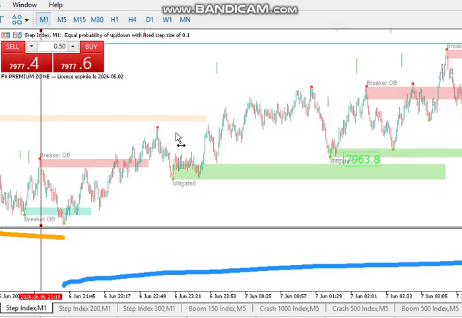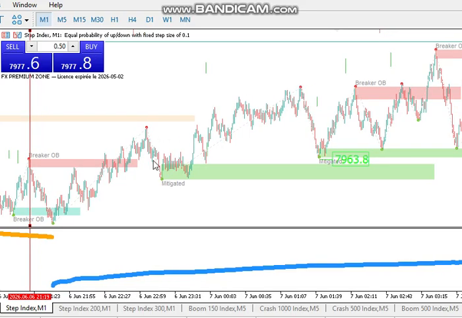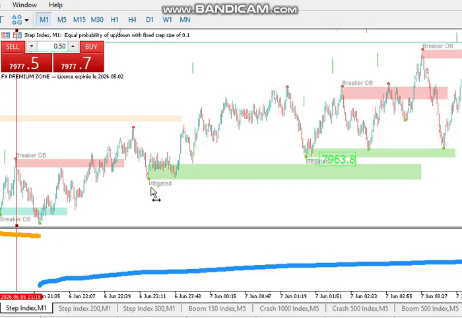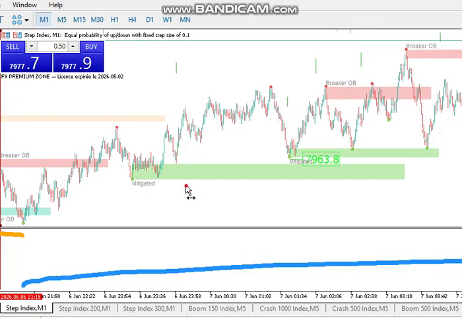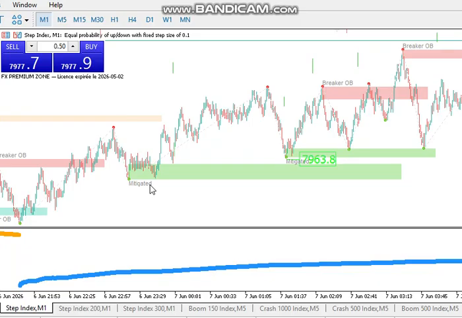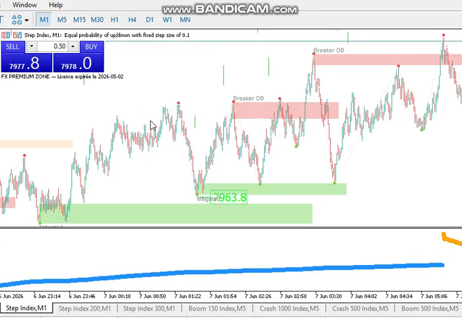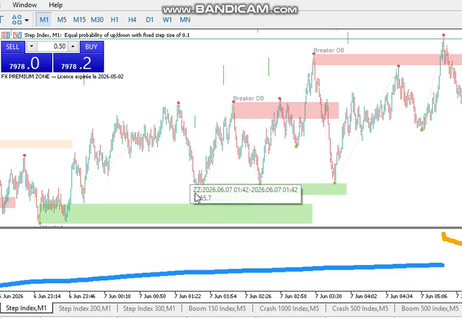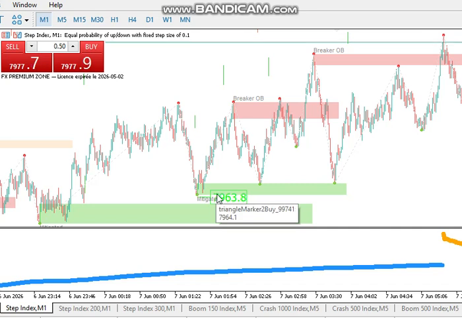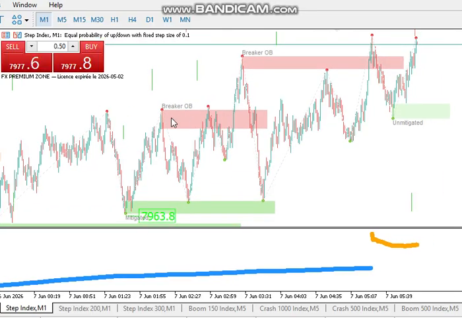Now let's keep on moving and see what's another. Now we have another mitigated level here, and we don't take that, because what we are always looking for is our breaker OB. So let's keep on moving. The price gives us another higher high, and here it gives us another lower low. You can see that this is a mitigated level here, but we are not going to take it because we are only looking for our breaker OB. Now it gives us another spike here, which gives us a double top here, and now this particular level gives us a breaker OB.